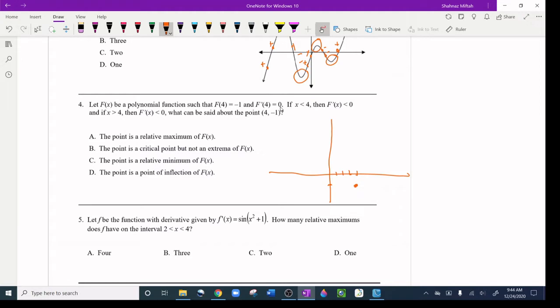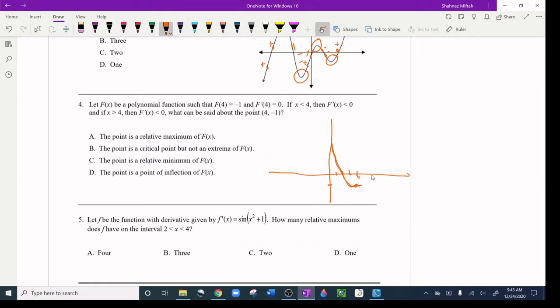f prime of 4 has a 0 slope. This is the original f function I'm drawing, but when they said the slope is 0, it means I have to have a horizontal tangent there. That's what it means. X is less than 4. This is 4 actually, so less than 4 is this side. Then f prime is less than 0, which means I'm going to have all negative slopes. So I just keep the graph like this. This is a negative slope. When I draw tangent lines up here, they're going to have negative slopes.